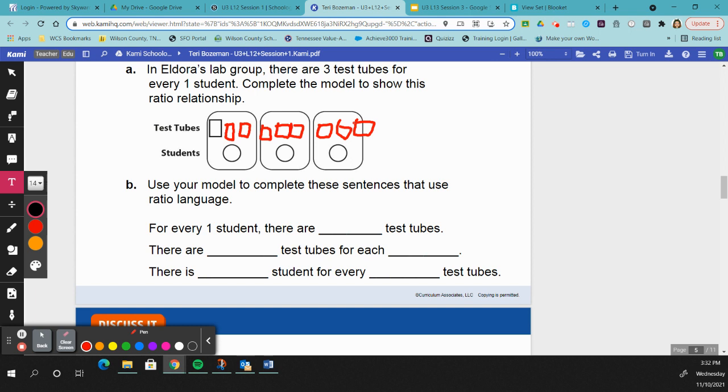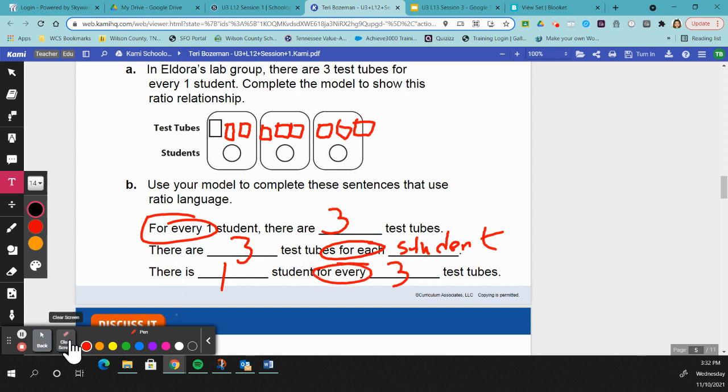Use your model to complete the sentences that use ratio language. For every 1 student, there are 3 test tubes. There are 3 test tubes for each student. There is 1 student for every 3 test tubes. So all of those are different ways that we can use that language of for every or for each. We have for every here, for each here, and for every here. So different ways to write the same thing.